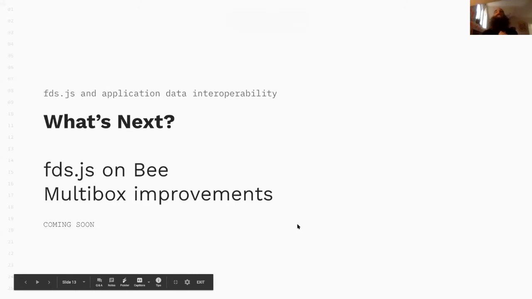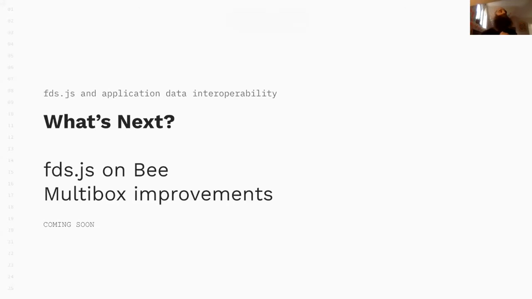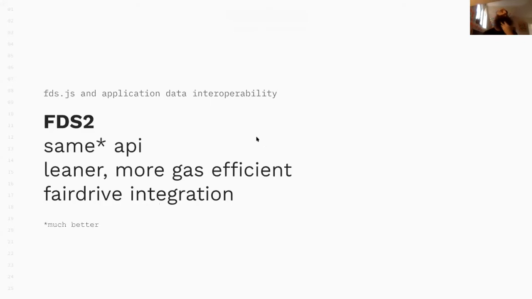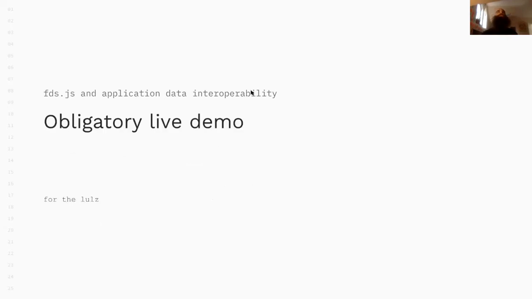So what's next for FDS.js? Well, we're in the process of porting it over, and that's actually very close, as I'll show you later. Once the single owner chunks are in Bee.js, then we'll start to move over to using that. And we're going to do some improvements to multi-box, make that a bit more gas efficient, and so on. And then coming soon, FDS2 with a sort of new API that relies less on blockchain and is more built around these swarm primitives that we've been going through. And then, of course, the obligatory live demo.